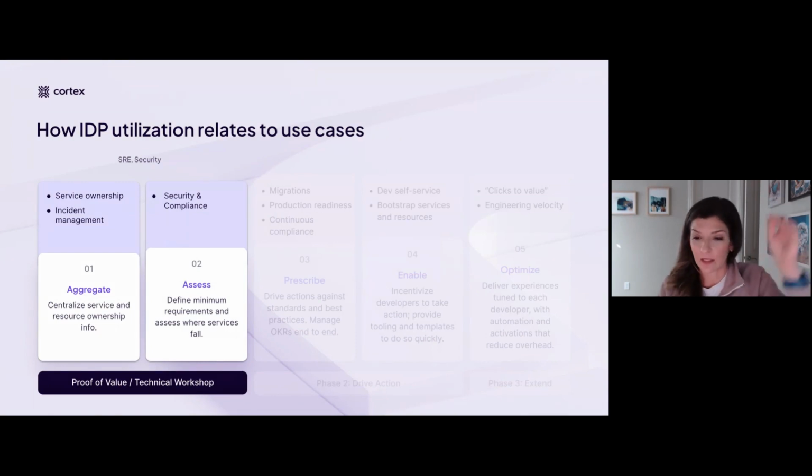So if we tie these to the use cases that we talked about, your very first step, which is also a great place for a proof of value or a technical workshop, whether you're talking about Cortex, another IDP, or building internally, should be bringing everything into one place, all the data in one space, so you can actually see it, and then start to form actions and rules off of that.